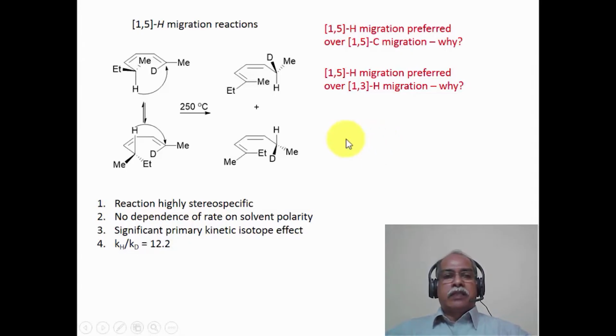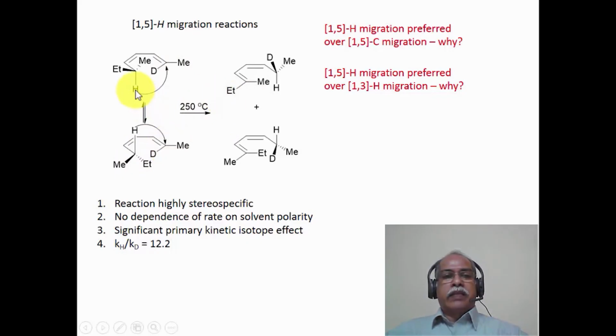Now let us take this example, where the migration of hydrogen is illustrated. These two structures are essentially conformational isomers because of the carbon-carbon bond rotation that is taking place. They will be in rapid equilibrium with respect to each other. So in other words, they are conformers with respect to each other. In each of the conformers, the hydrogen migration is what is illustrated in this reaction. So at 250 degrees, the hydrogen migration takes place in this conformer.